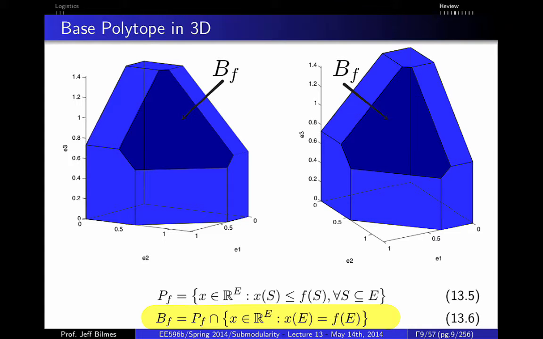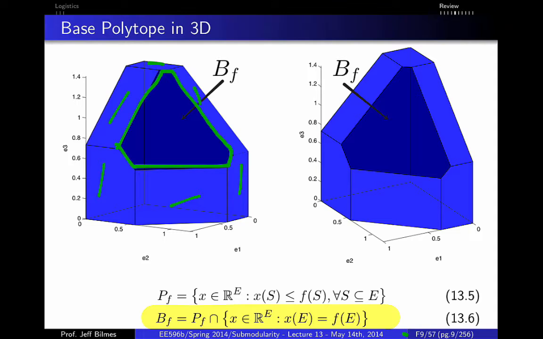For example, take the base here. Let me outline the base in case it's not clear. The base is touching this face, this face, this face, this face, this face, and that face. It's touching all of the faces that are defined by the constraints of the submodular function. Not the positive orthant constraints, but the constraints defined by f of a: x of a is less than or equal to f of a.